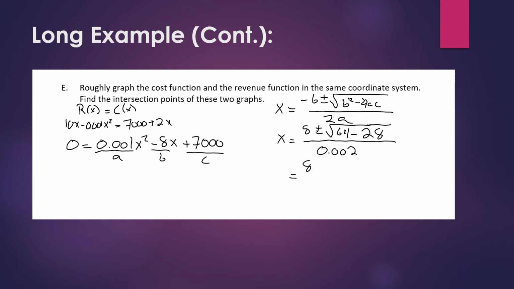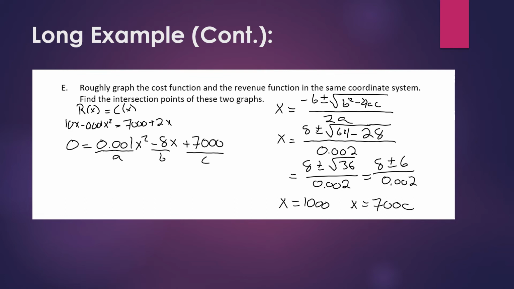So going on, this is 8 plus or minus the square root of 36, over 0.002. So that's 8 plus or minus 6 divided by 0.002. If I do minus 6, 8 minus 6 is 2, divided by 0.002 is 1,000, so x is 1,000. Or if I'm doing plus, I get 8 plus 6, which is 14, divided by 0.002, which is 7,000. So as we saw from our rough sketch, the graph intersects twice, at x equals 1,000 and at x equals 7,000.